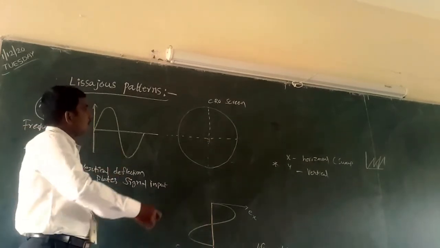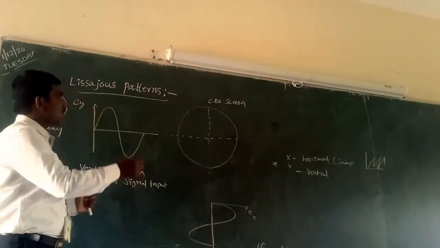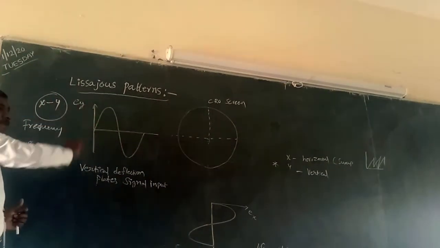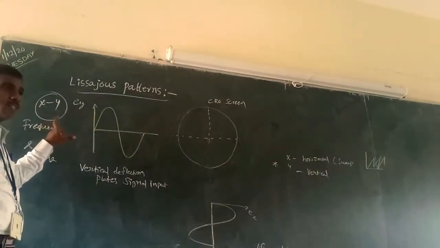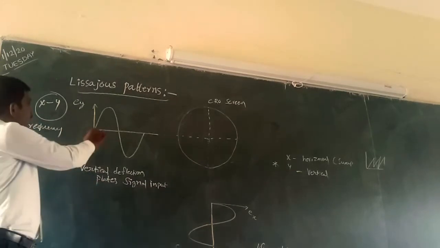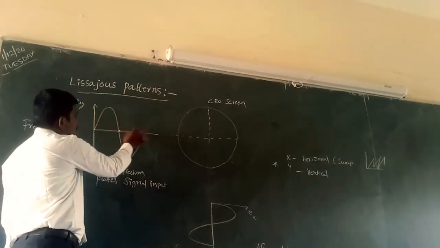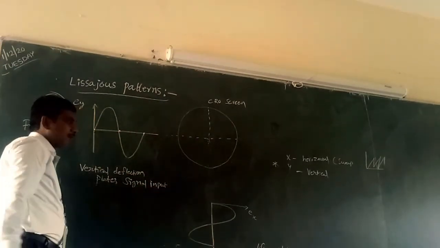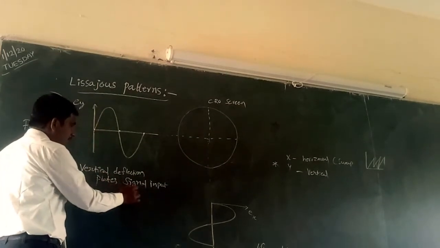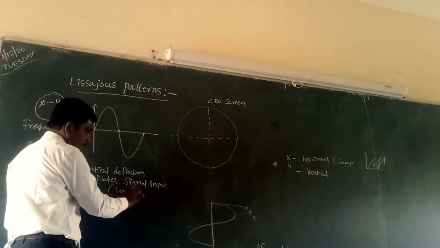Okay, now how does the CRO work, how will the Lissajous pattern be formed on the CRO screen? Let us discuss now. This is the signal, the unknown one. It is the vertical deflection plate signal input. It is the unknown signal.